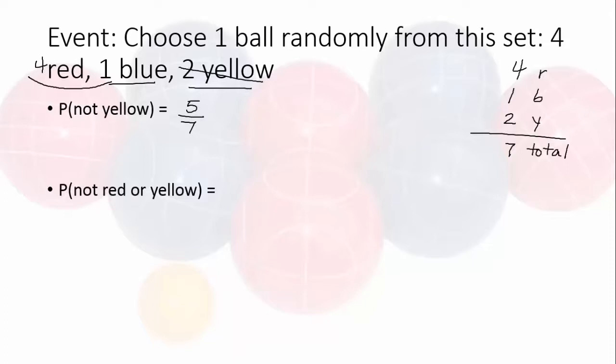Let's try the next one. Probability that it's not red or yellow. Well, if it's not red and it's not yellow, it has to be blue, and there's only one of those, so that is 1 out of 7 chances.